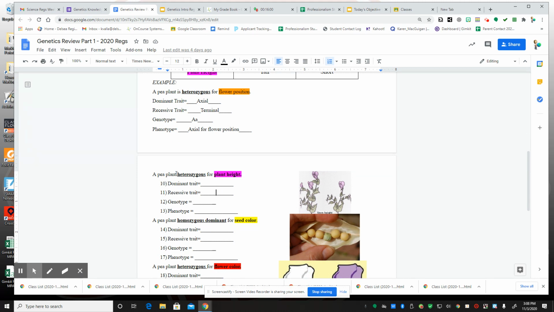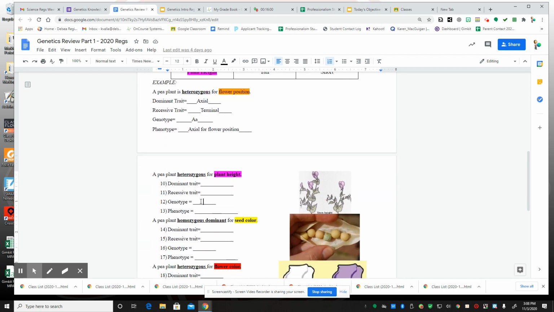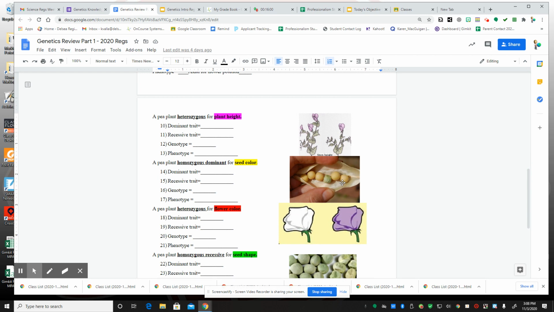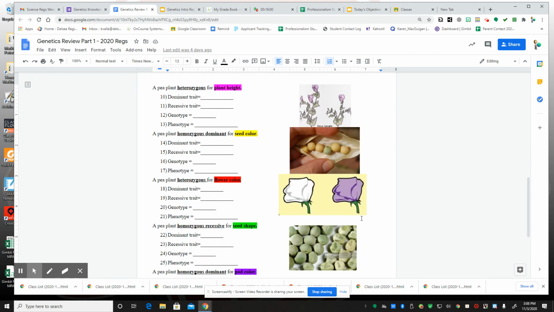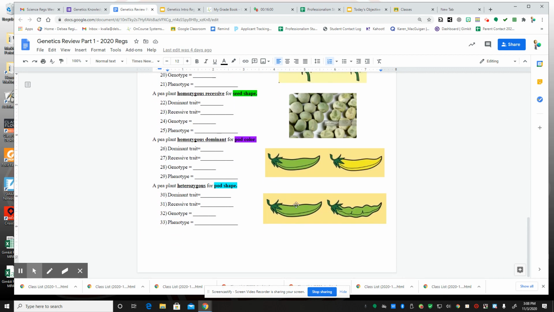The genotype, you have to look at your H word. You need to know what heterozygous means. Heterozygous means different alleles. So if your dominant trait was tall, you use the letter T. So it would be capital T and lowercase t, and then the phenotype would be tall. Okay, we've also included a little picture next to it to show what it represents. So seed color would be yellow or green, flower color purple, white, seed shape, round, wrinkled. Again, you're referencing this chart for questions number 10 through 33, which will bring you to the end.